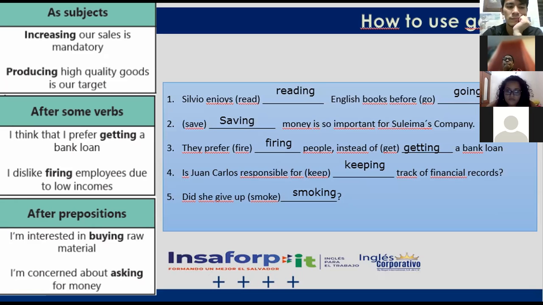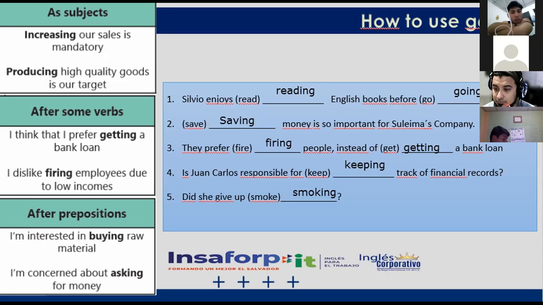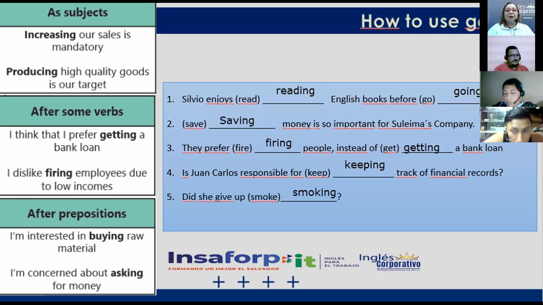Bien. Teacher, ¿y ese firing, qué significa? Despedir. Despedir, quitarle el trabajo a alguien. Okay.